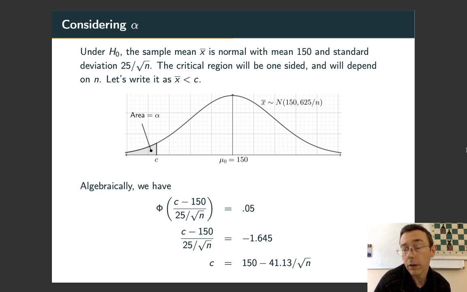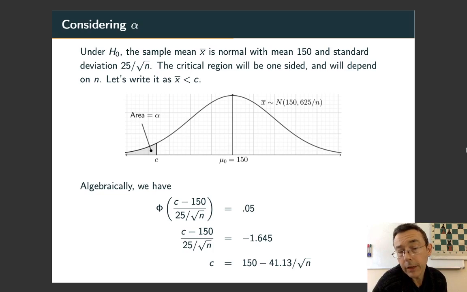We can write an equation. We want that area, alpha, to be 0.05. We want that shaded area to be 0.05. We also know that it is the area to the left of c in the normal distribution with mean 150 and standard deviation 25 over the square root of n. So I can write a normal CDF statement: phi of (c minus 150) over (25 over the square root of n) equals 0.05.